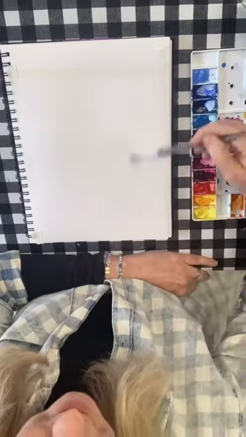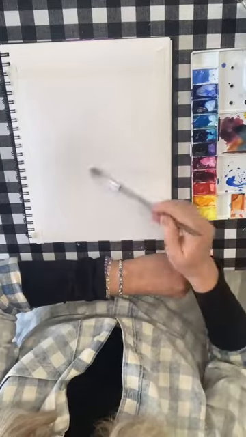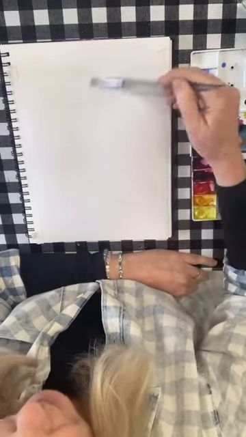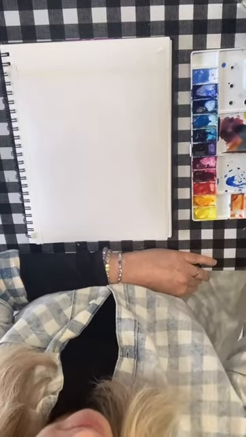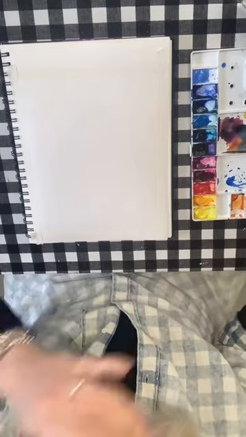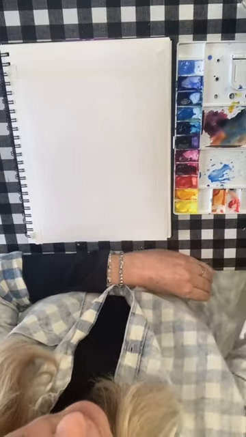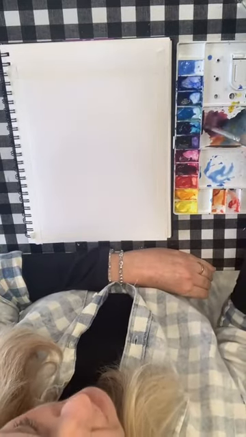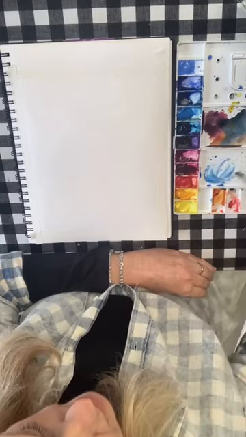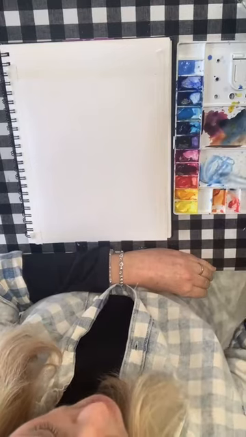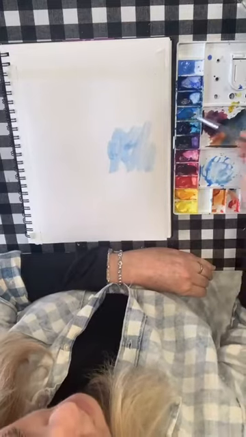So this paper can't quite take as much water as a heavier paper, so try not to go too crazy. And it dries immediately. But I've got it started at least. So I'm going to mix up some color in my palette here. I'm not sure if this is a cerulean blue, and I think I was using cobalt. So I'm going to just start dropping color in here.